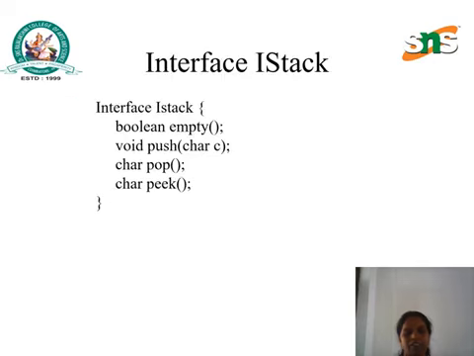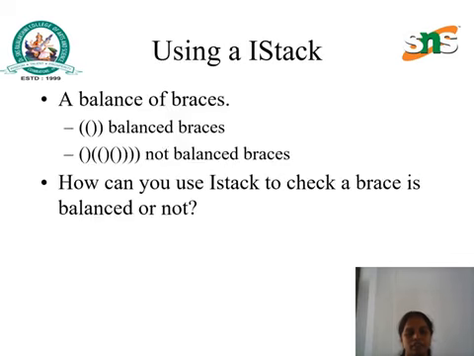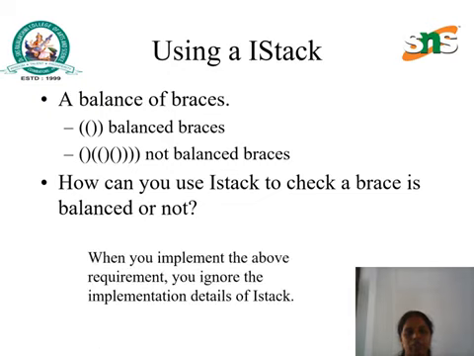So this is an example of interface IStack. Using IStack, we can check balanced braces and see how many braces are balanced and how many are not balanced. How can you use IStack to check whether braces are balanced or not? When you implement the above requirement, you ignore the implementation details of IStack.